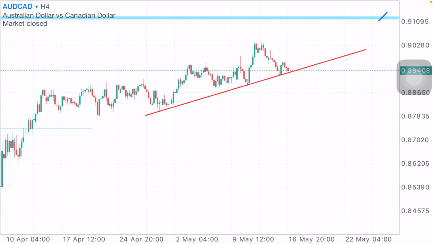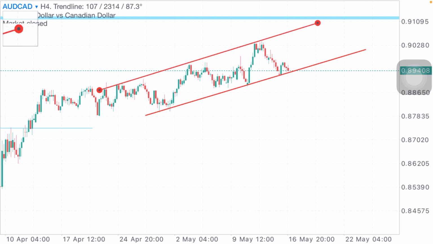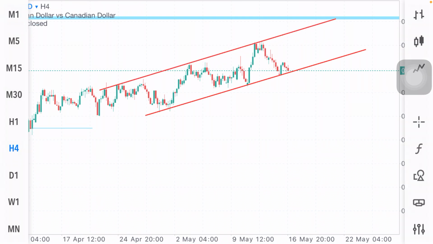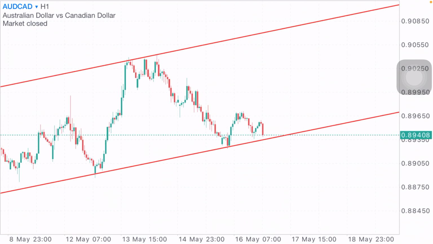Let's draw the resistance trend line. Okay, let's move to the 1-hour time frame. What do you see when we move down to the 1-hour time frame? What do you see? I do not even do a lot of things on this chart, but I already know the direction of where the market is going. Once market opens, again we are looking for buying entries.